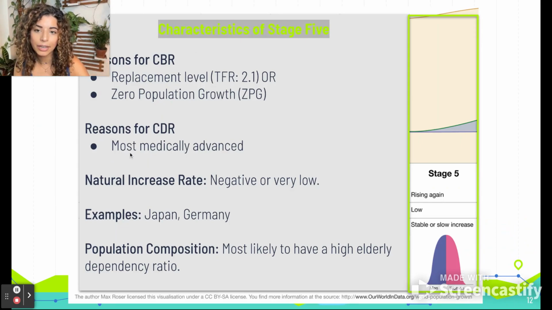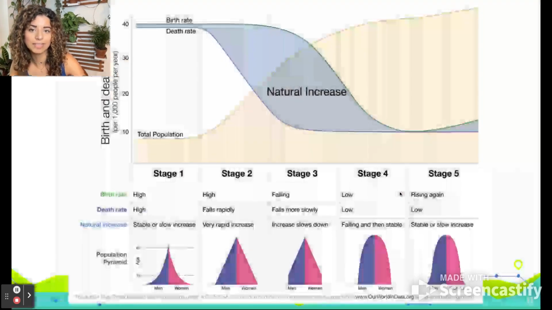Reasons for crude death rate. This is the most medically advanced that you can be, and that's the stage where a lot of countries are starting to enter now. Natural increase rate, it's very, very low, or in some cases negative. Examples would be Japan and Germany, very, very low growth rate or negative growth rate. And then population composition is that elderly dependency ratio. So there's not nearly as many young people, there's actually more elderly people at this stage.